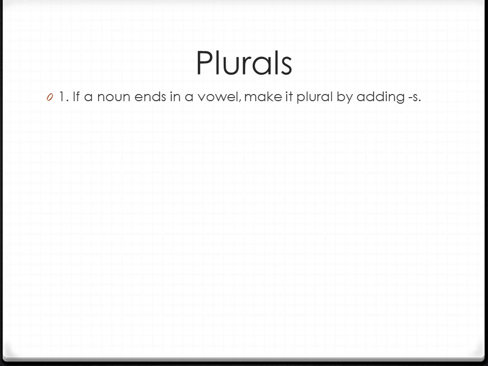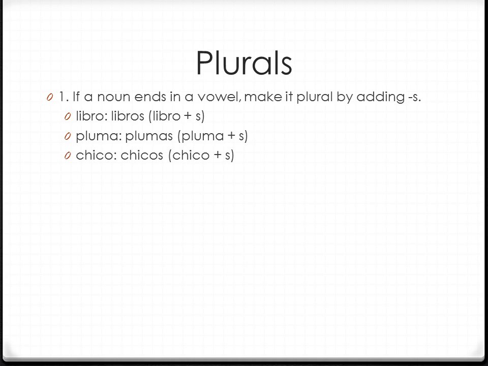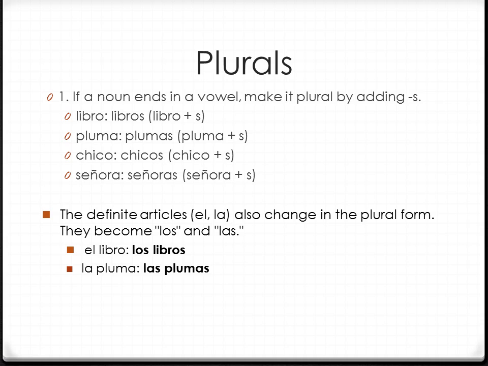So let's look at examples. If we have libro, then we would just say libros. So that's basically libro plus the s. Pluma, we would have plumas. Chico, we would have chicos. Señora, señoras.